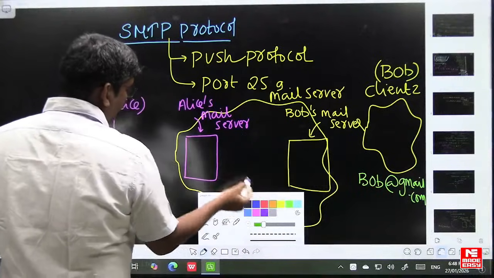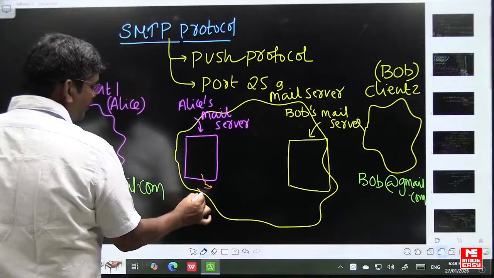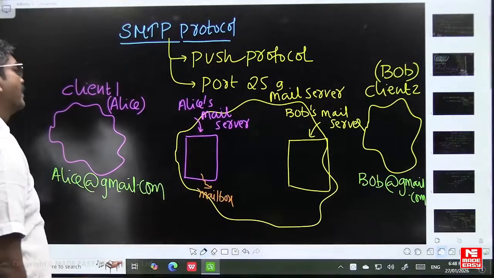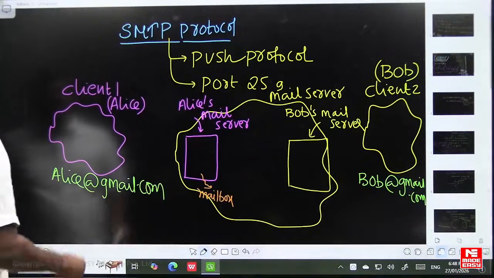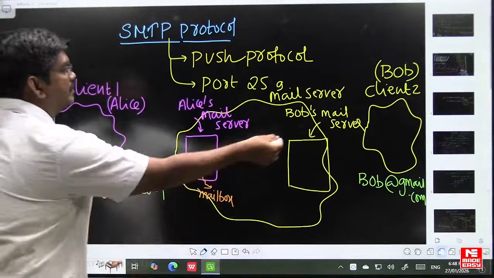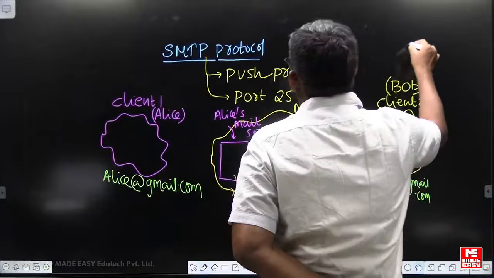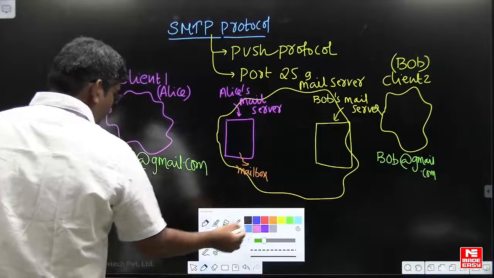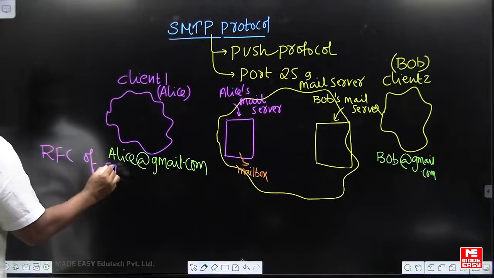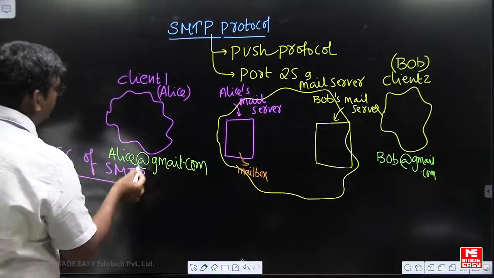So now if you ask me what the Alice mail server contains, it internally contains a mailbox. In fact, you can say mailbox or messages it is going to contain. Whenever this client wants to send a mail to this particular Bob, to solve some questions, these basics are required. So as per the RFC, the request for comment of SMTP, there are some rules.